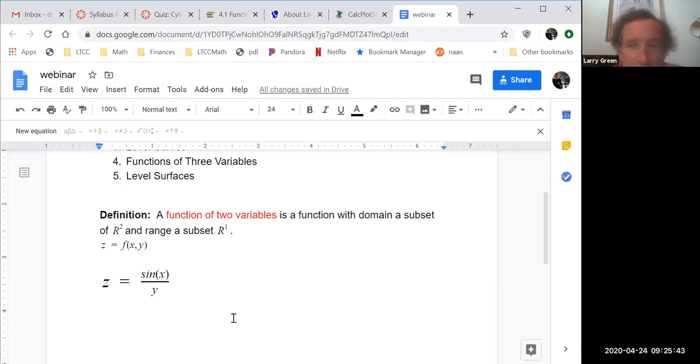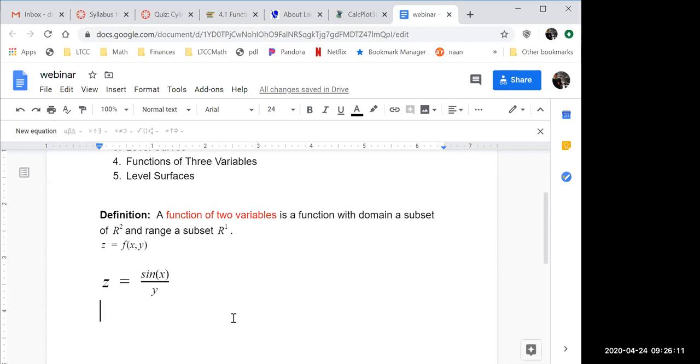Is the domain R2? Okay. The hint is look closely. If the domain is R2, that means any numbers X and Y you can plug in and you'll get a number for Z. No, we have restrictions.